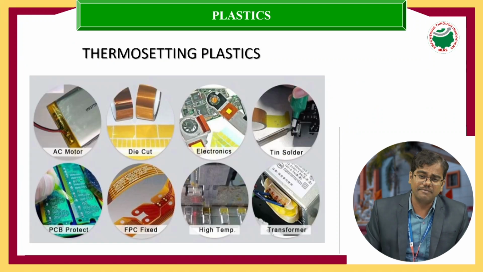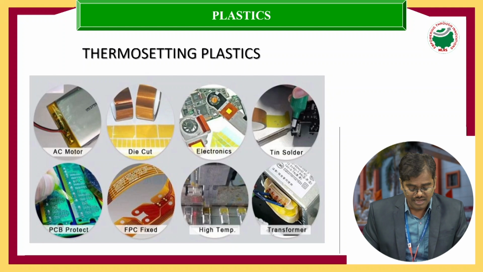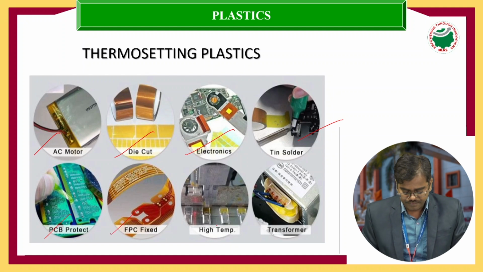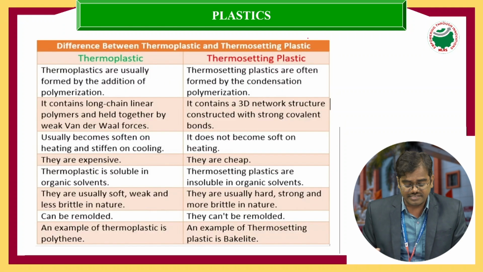These are the best examples in the pictures of thermosetting plastics: AC motors, die cuts, electronics, soldering materials, and PCBs. Next, FPC, fixed and high-temperature parts, and transformers. These are many electrical goods where we can use these thermosetting resins.